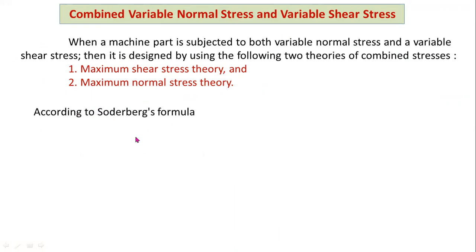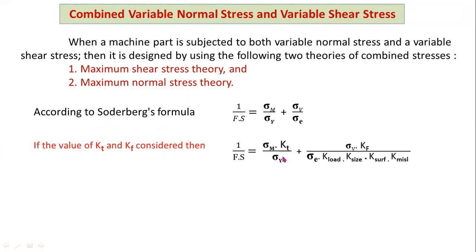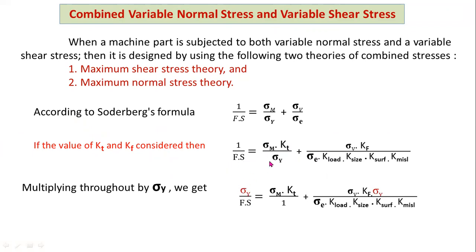According to the Soderberg formula, already we know that 1/FS = σm/σy + σv/σe is the Soderberg equation. When you are considering the Kt and Kf values, then the equation is like this. Already I explained it. Now, multiplying throughout by σy, then we get σy/FS.